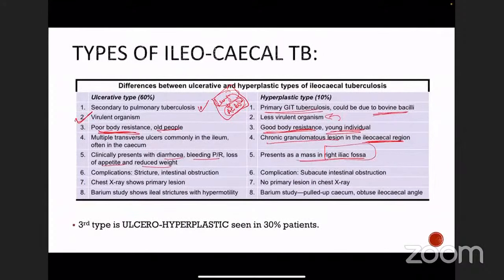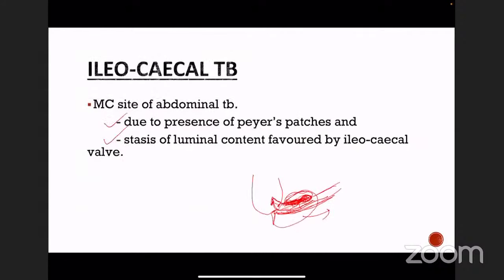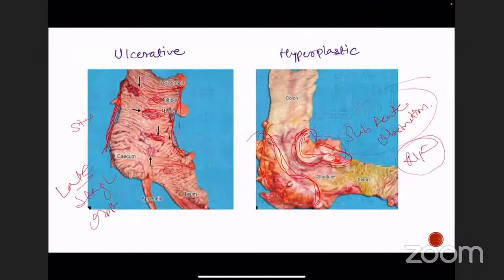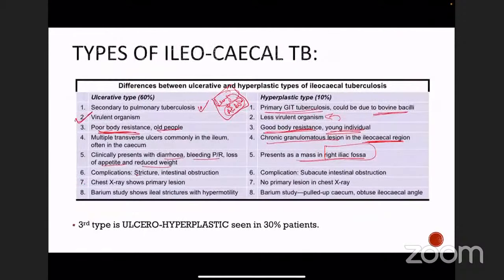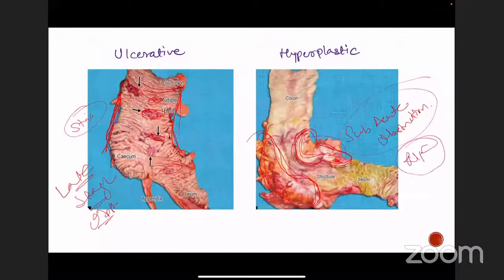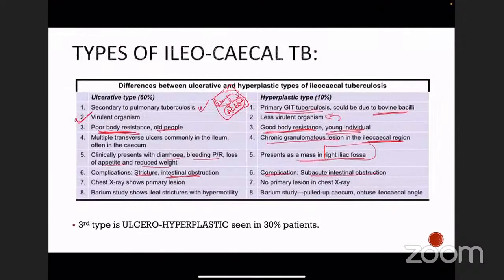What complication will the patient have? Already discussed. This patient will have late stage obstruction, stricture, right? So stricture and intestinal obstruction are the complications. And I have already said subacute intestinal obstruction. Why? Because there is already a hyperplastic change with a narrowed lumen. So the patient will have subacute obstruction, not acute, but subacute from the earlier stage only.